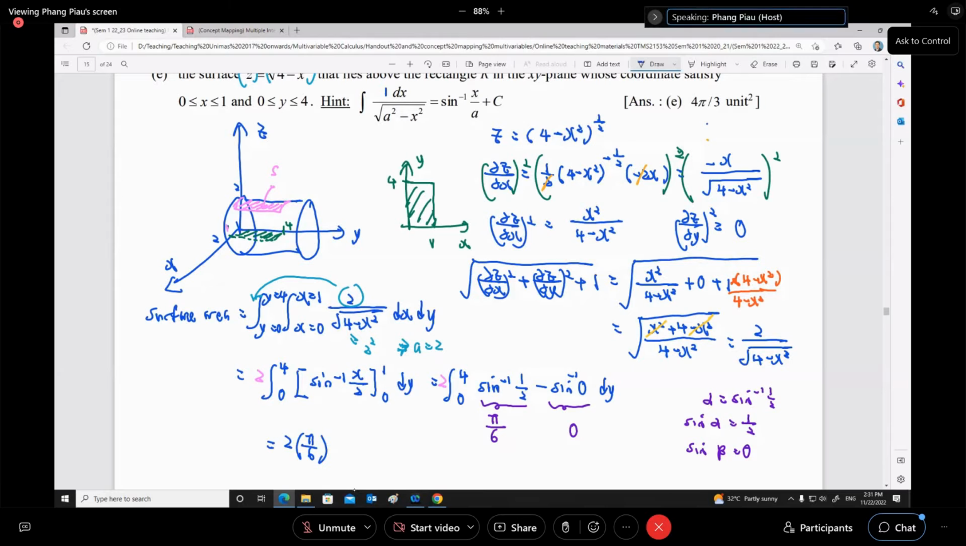So this everything is the integration from 0 to 4 of dy, and you know that this will give you 4. If you combine these, you should arrive at the answer here, which is 4 over 3 pi, 4 over 3 pi. Of course, the unit is square units.